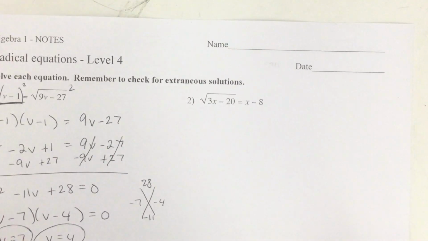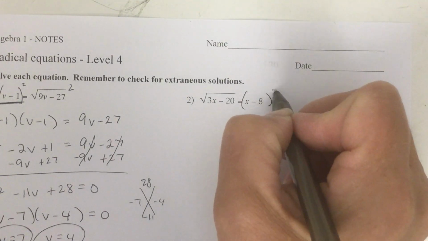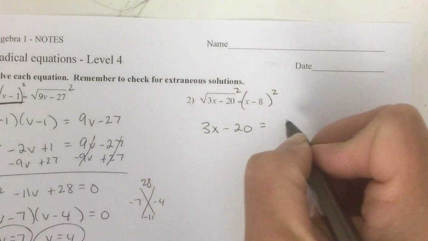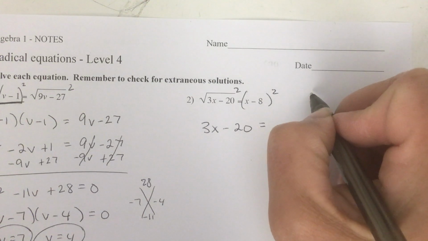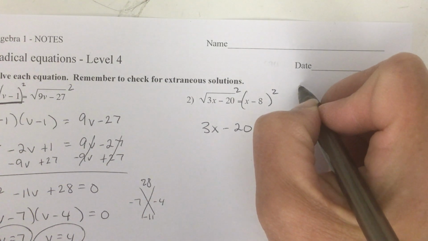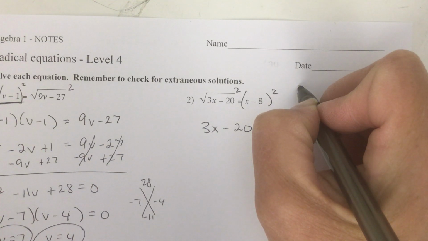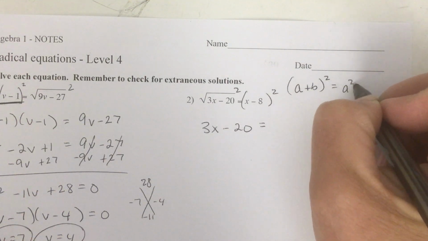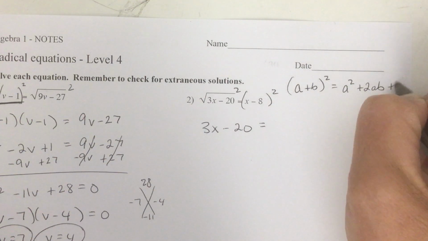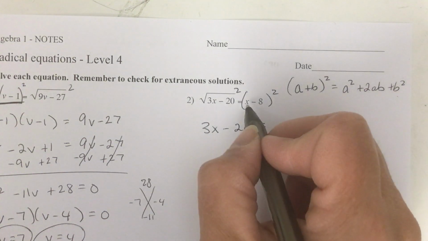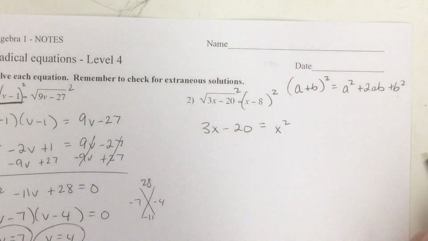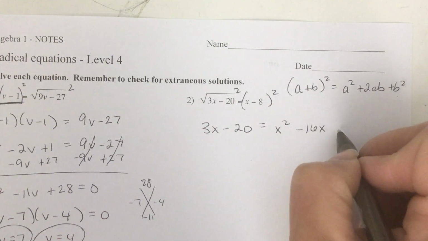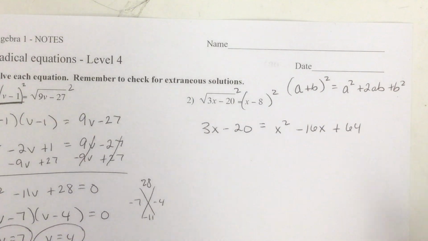Okay, so let's look at number 2. So we're going to square both sides. So that's going to give us 3x minus 20 is equal to, now I'm going to do square double square. There's a formula that says if you have a plus b squared, that's a squared plus 2ab plus b squared. So the first thing squared is x squared. Times them together and double it. So minus 16x and then plus 8 squared, which is 64.